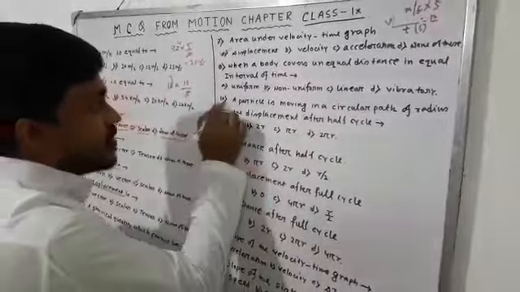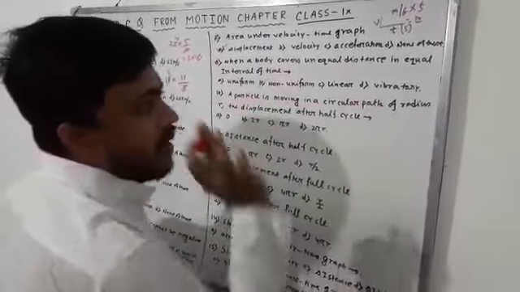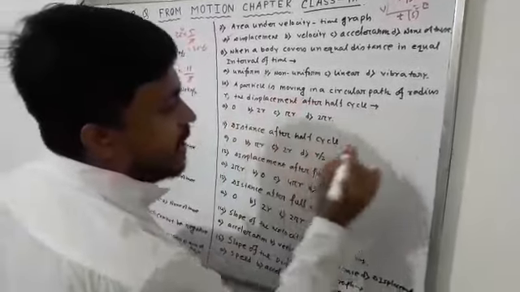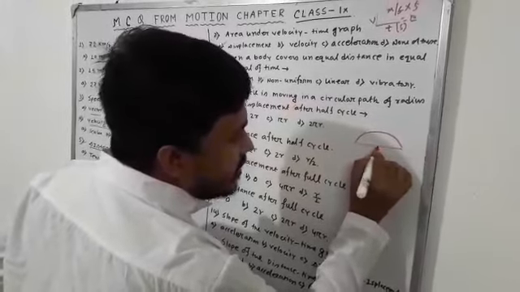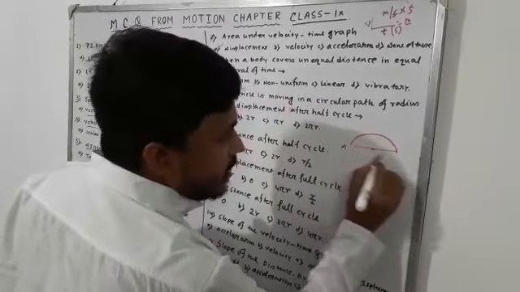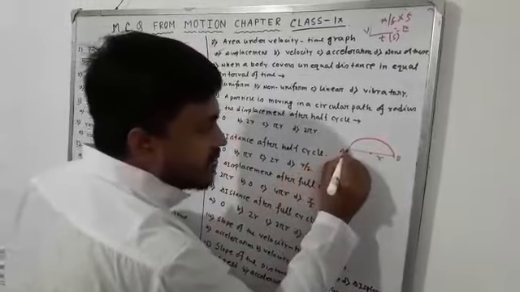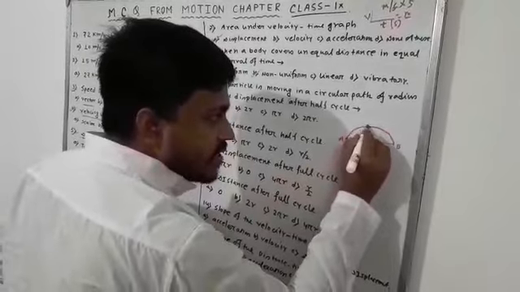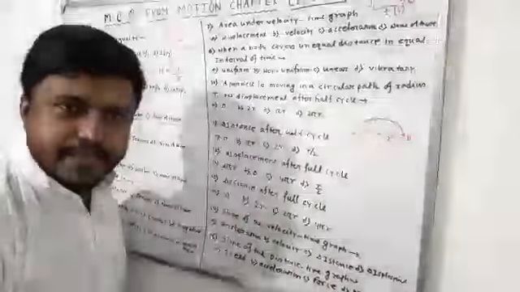And dear students, question number 10 is very important. A particle is moving in a circular path of radius r, the displacement after half cycle. Now students, this is the circular path, this is the center, this is the point A and this is the point P, and the radius is r. It asks that a particle starts its journey from point A, takes this path and goes to point B. What is the value of displacement?